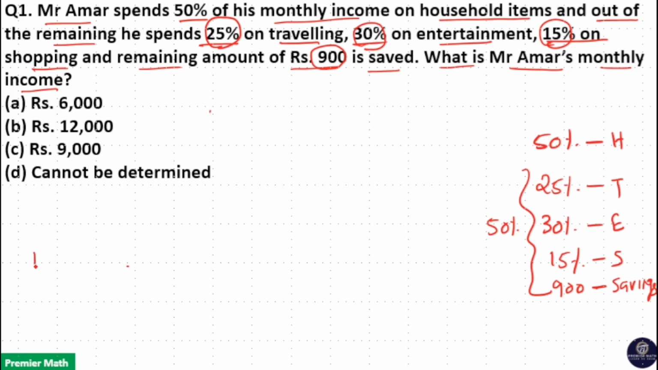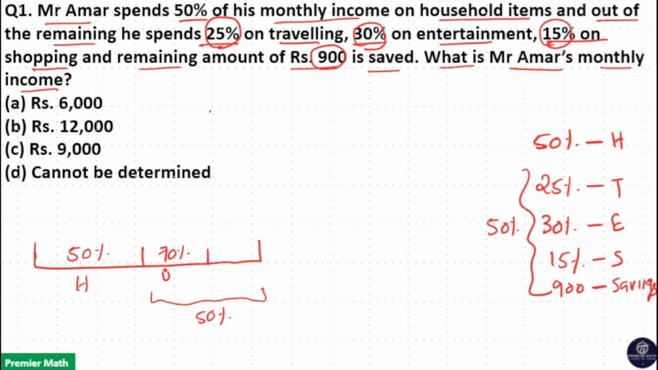If you look at this in terms of percentage, 100% is the monthly income, and out of 100%, 50% he already spends for household items, and for the remaining 50%, 70% he spends for other expenditure, that is traveling plus entertainment plus shopping. 25 plus 30 plus 15 is 70%. So 70% he spends for other expenditure, and the remaining 30% is the savings here.